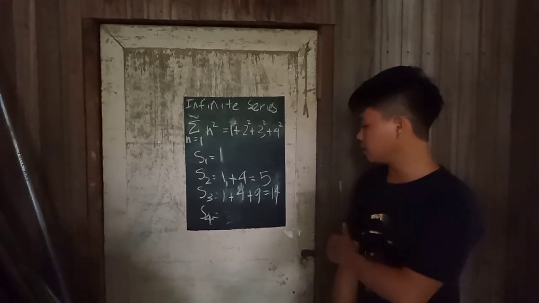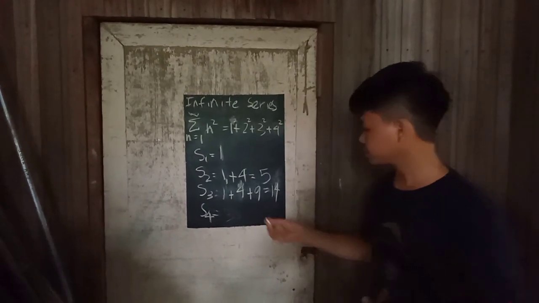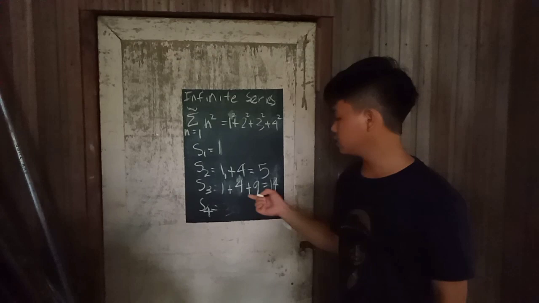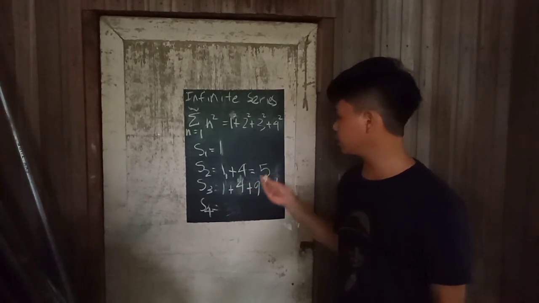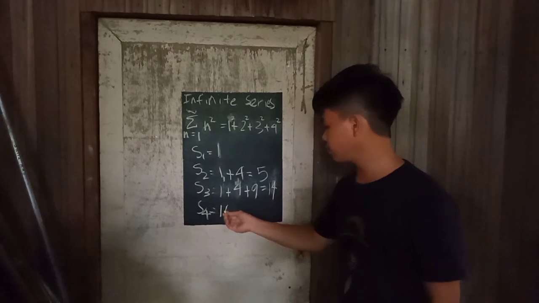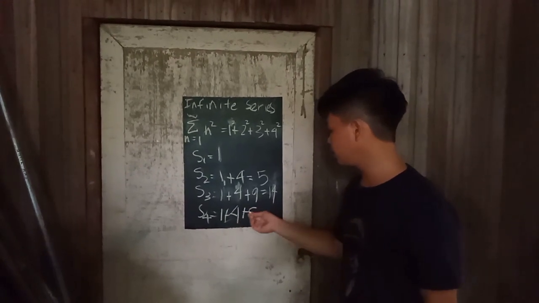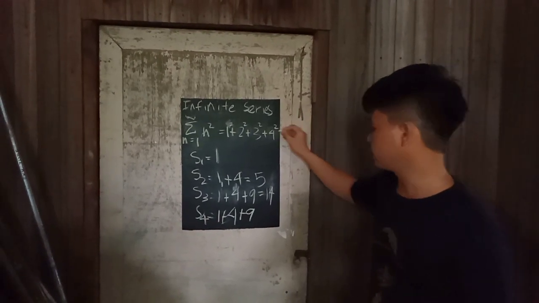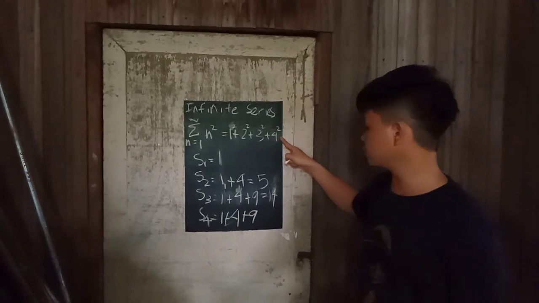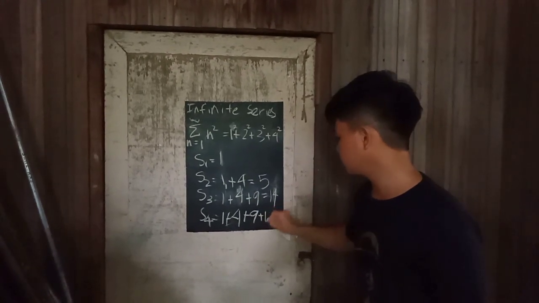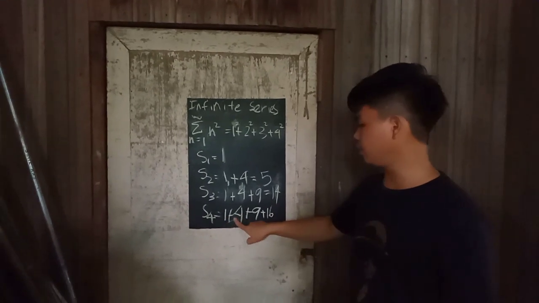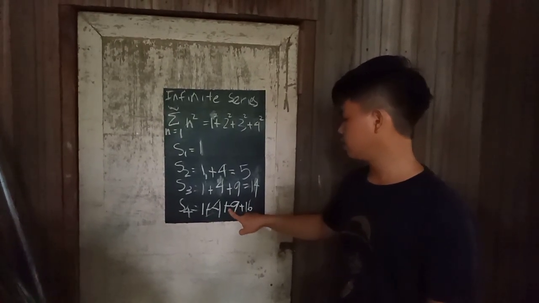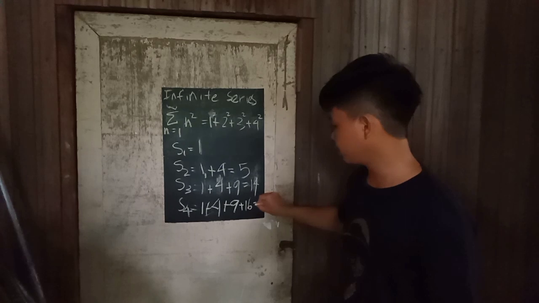So now let's proceed to the s sub 4. Just copy the first three squares of the sequence: 1 plus 4 plus 9. Then the square of the 4. So 4 squared is 16. So 1 plus 4 is 5, 5 plus 9 is 14, and 14 plus 16 is equal to 30.